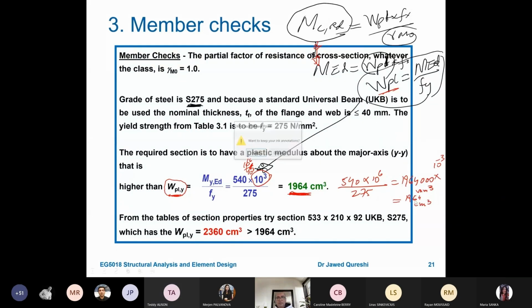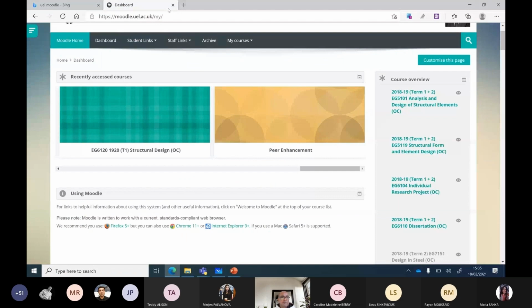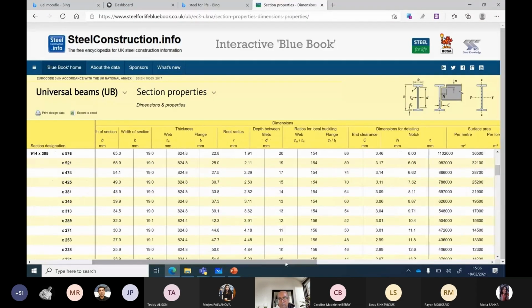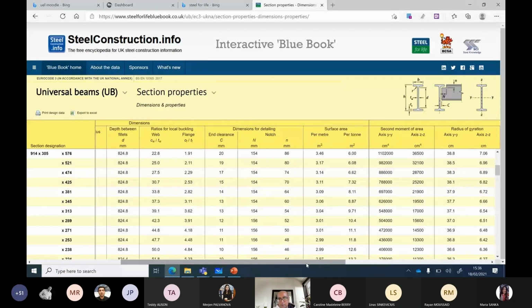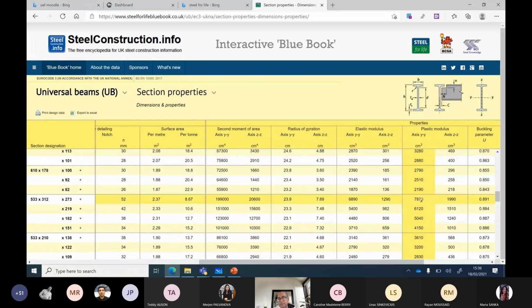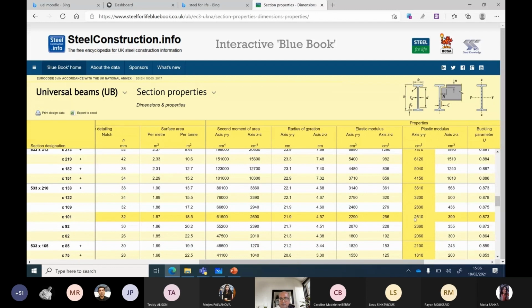Now, once I have this value, I will go to the Steel for Life blue book. Here, the thing which I want to observe is plastic section modulus. So I need above 1964. I could use this section probably, I could use this section as well, 610 into 178 into 82. I could probably use this one, 533 into 90. I have so much choice. Remember to use the major axis plastic modulus, which means the section is being loaded in its major axis.